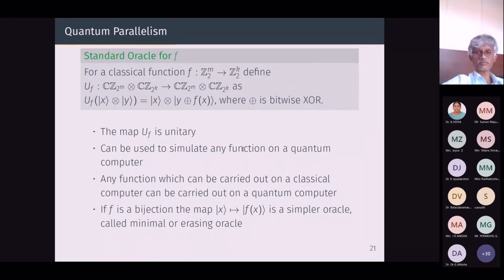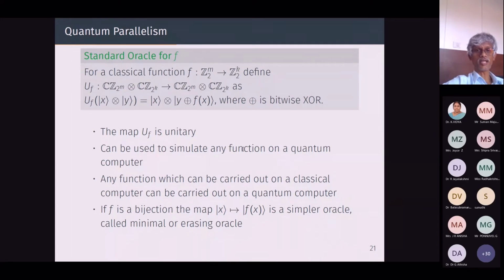So let us just ignore the other two. The upshot is that we can simulate any classical computation on a quantum computer via this U_f oracle. If f is m bits to k bits, you take the 2 to the power m tensor 2 to the power k complex product space, and U_f is defined as U_f of ket of x tensor ket of y equals ket of x tensor ket of y XOR f of x, which is just the bitwise XOR.